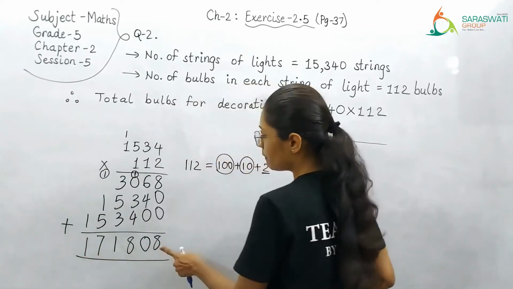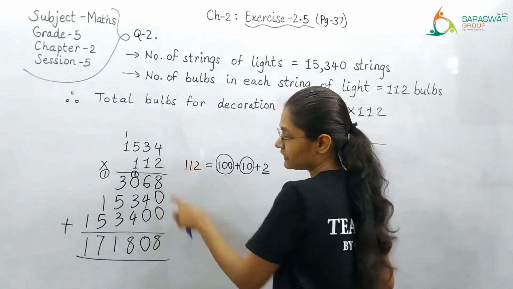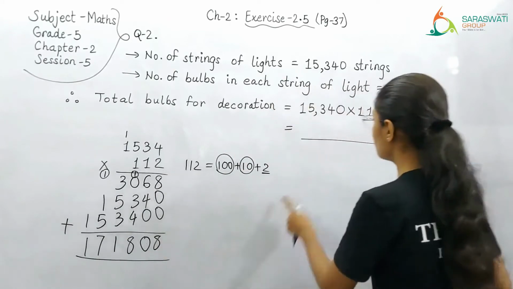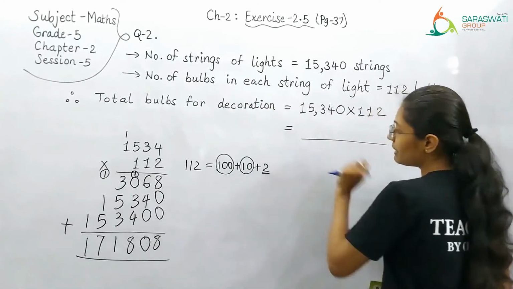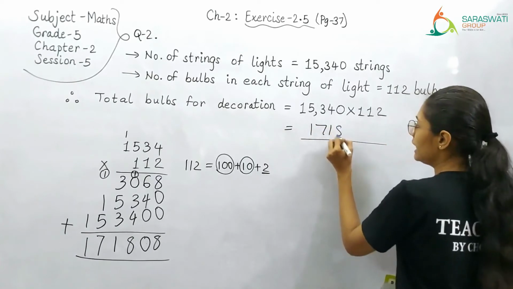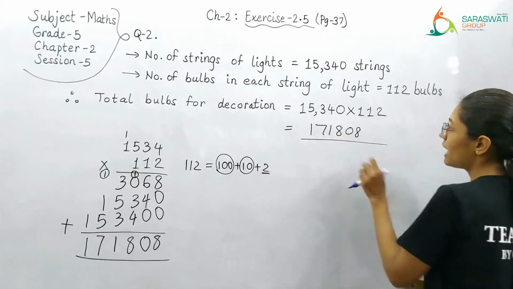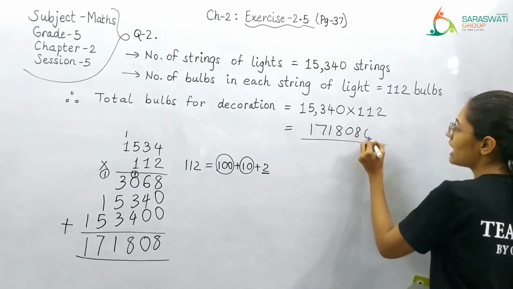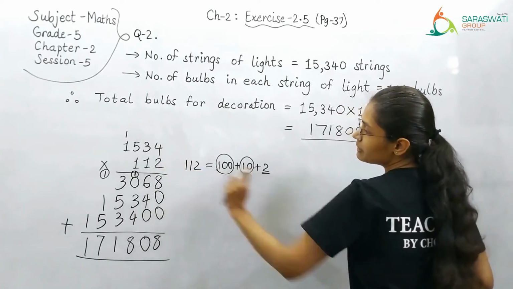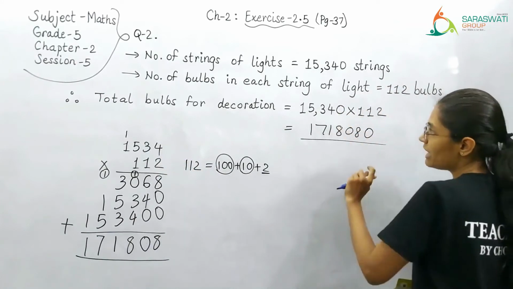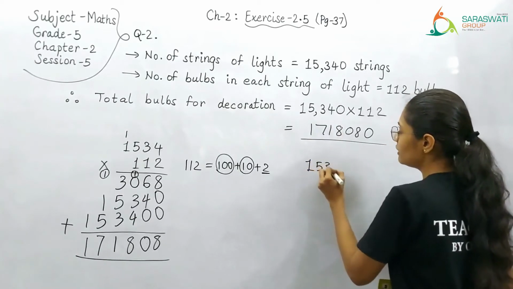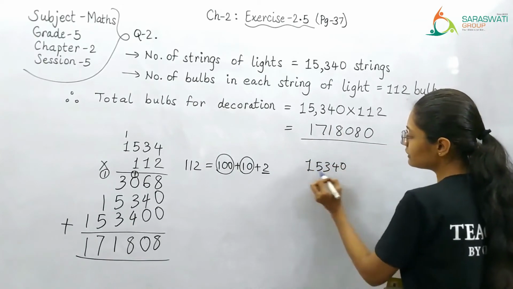So this is the product of these two numbers. ये हमारा आंसर नहीं है. So this number we will write over here. ये सभी digits यहाँ पे लिखेंगे. 1 7 1 8 0 8. और यहाँ पे एक 0 पीछे लगाएंगे. Because यहाँ पे 1 5 3 4 इस नंबर के साथ मल्टीप्लिकेशन हुआ है. ये 0 जो है that is remaining, right? 1 5 3 4 0.